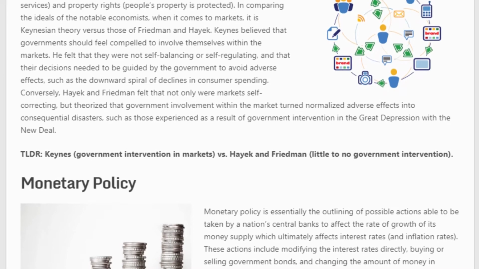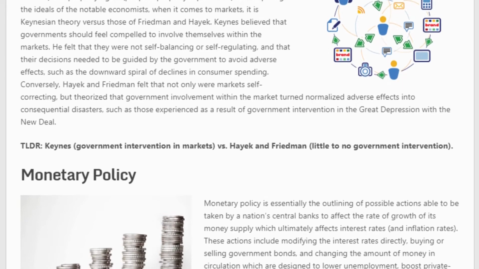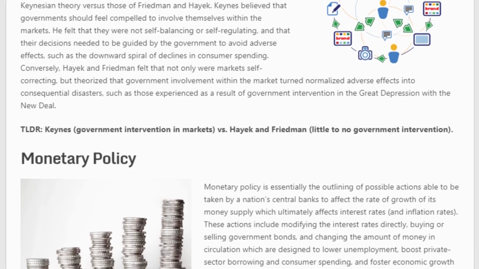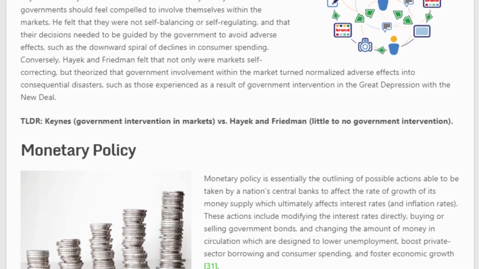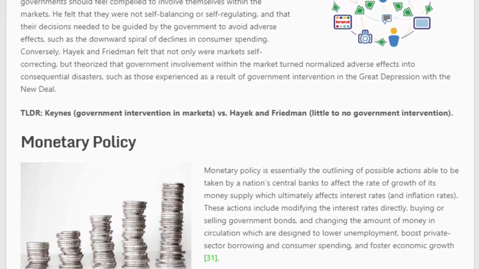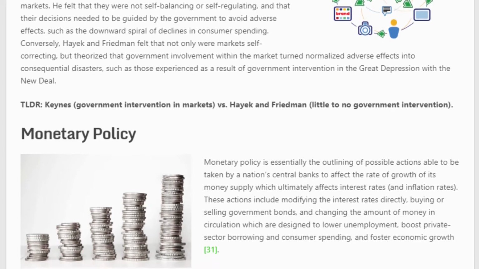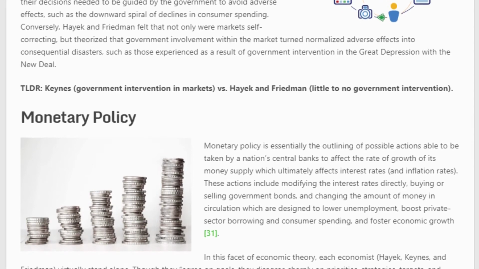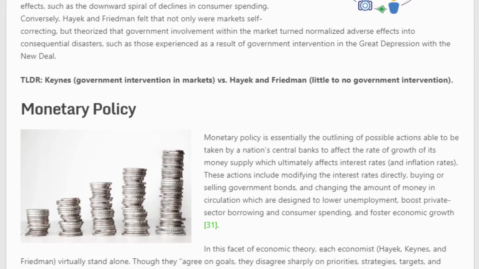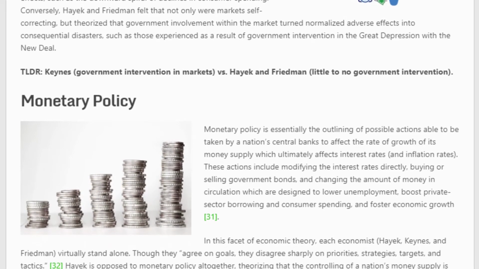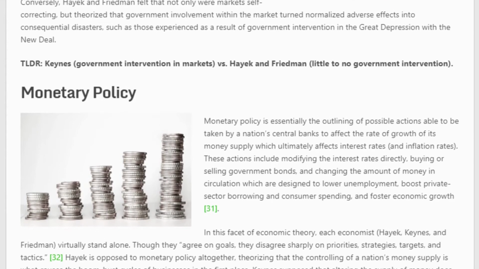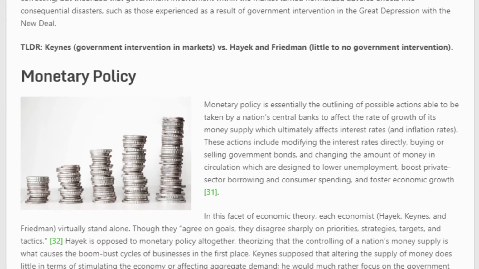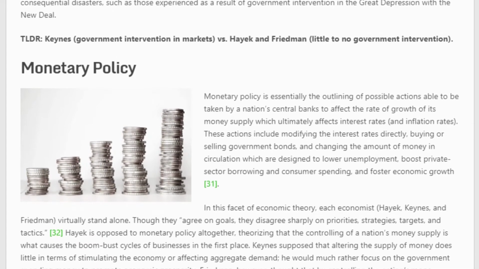And what about monetary policy? Monetary policy is essentially the outlining of possible actions able to be taken by a nation's central banks to affect the rate of growth of its money supply, which ultimately affects interest rates and inflation rates. These actions include modifying the interest rates directly, buying or selling government bonds, and changing the amount of money in circulation, which are designed to lower unemployment, boost private sector borrowing and consumer spending, and foster economic growth.